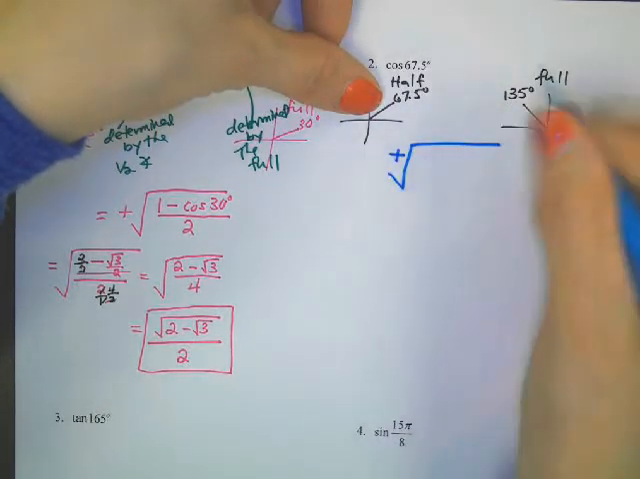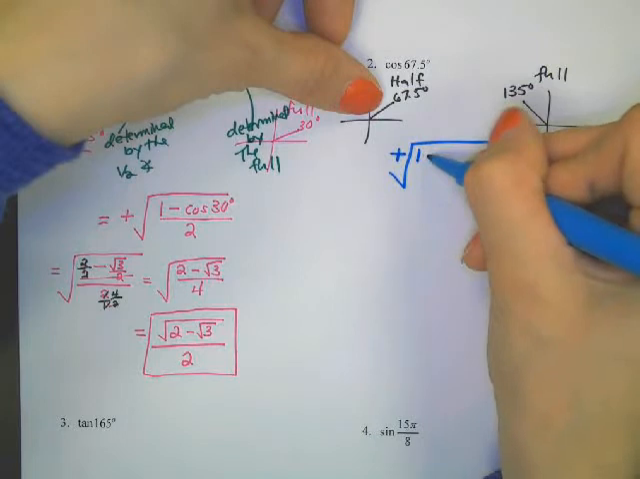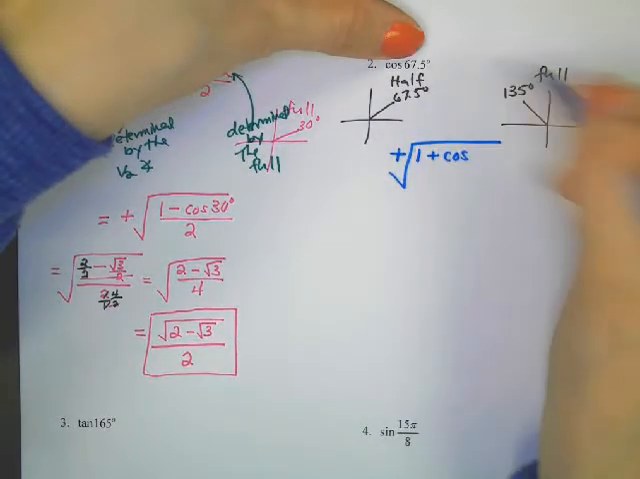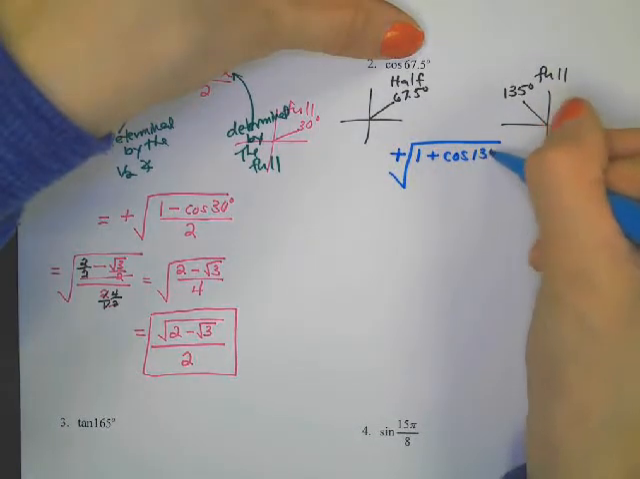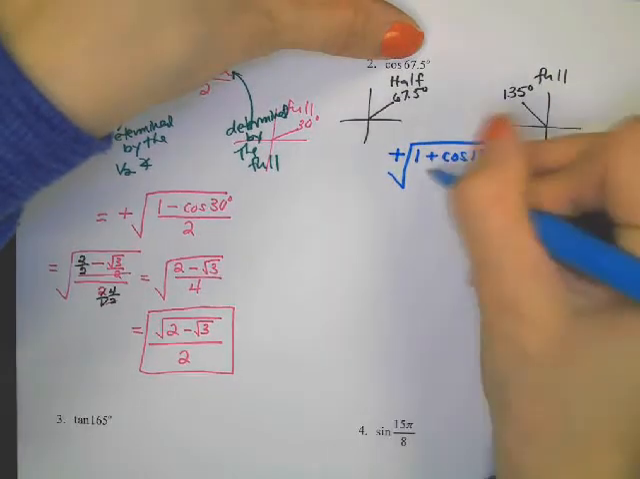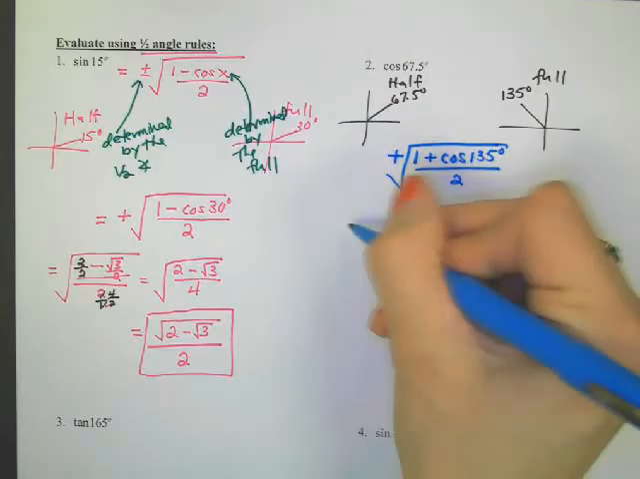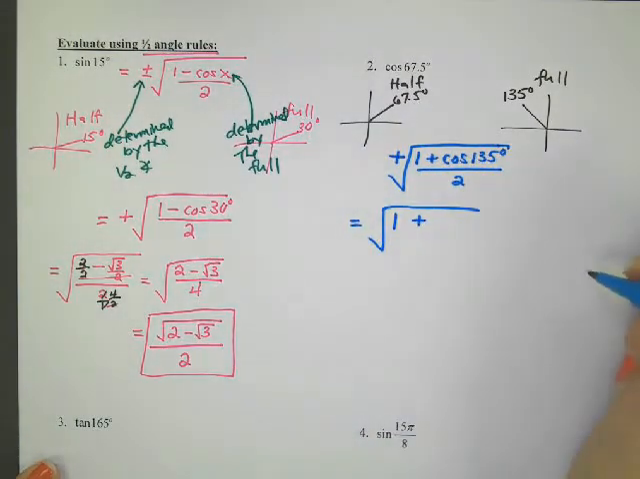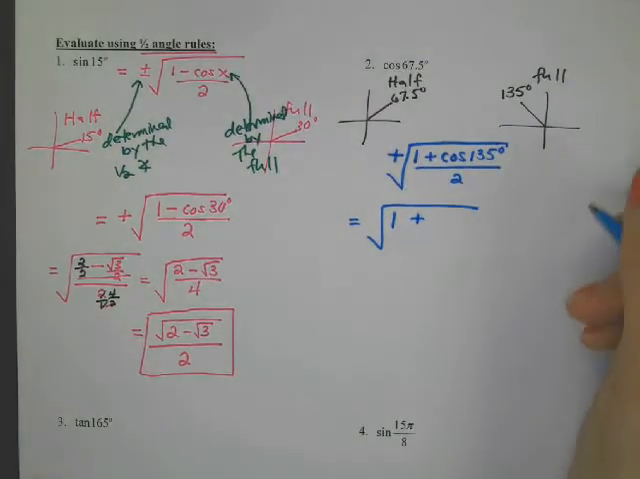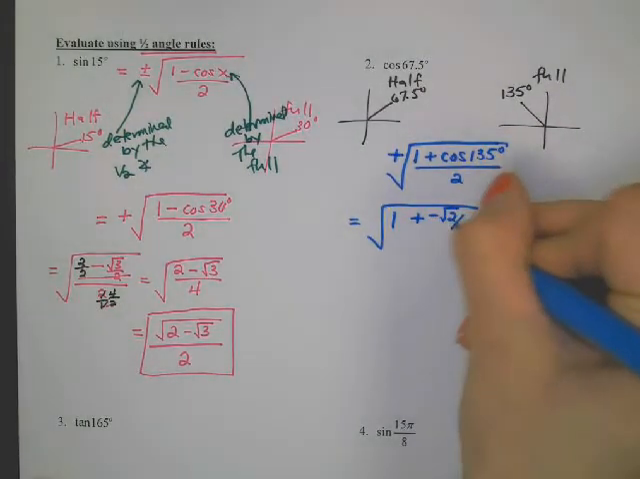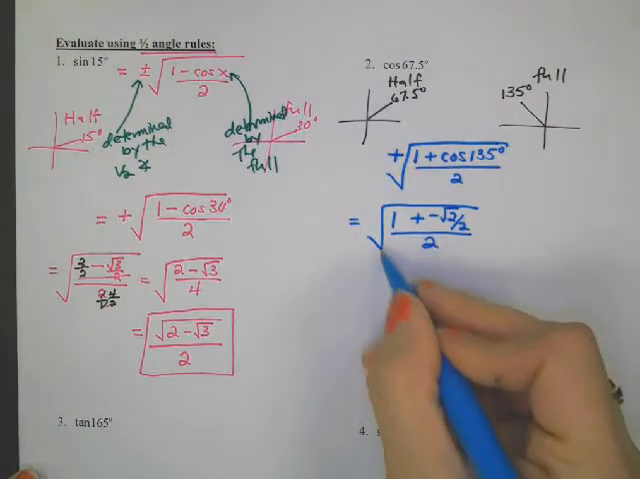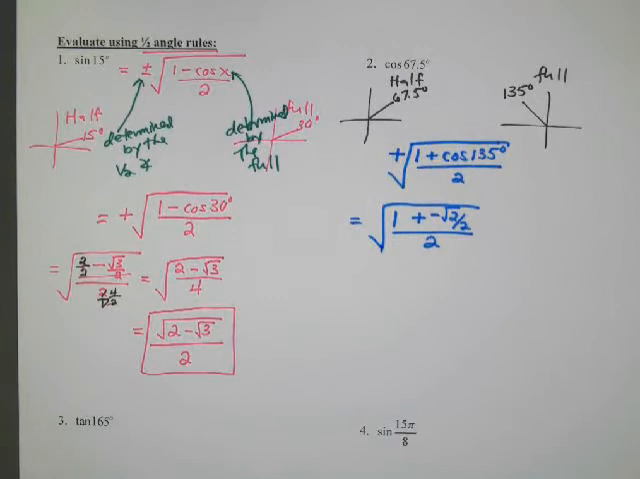Big square root. The cosine formula is 1 plus cosine. Now we don't write the half angle, we write 135, the full angle, all over 2. All right, let's get started. Now it's unit circle time. 1 plus, what's the cosine of 135 degrees? Negative radical 2 over 2. And then this is still over 2. Everybody's in the radical. I hope your radical is long enough.